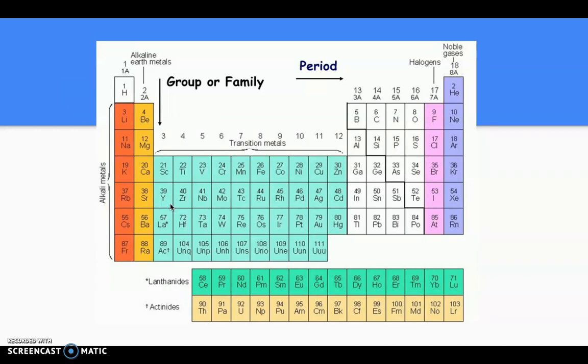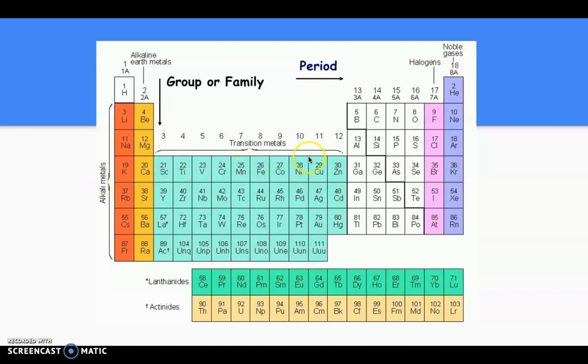All right, now there are certain trends that we can use to interpret the periodic table. If you look here where it says group or family, our groups are these vertical, straight down columns. Groups and families can be used interchangeably. All of the elements in a certain group or family have very similar properties. For example, neon, argon, and krypton have similar properties. Sodium, potassium, rubidium have similar properties. Potassium and calcium do not, even though they're right next to each other.